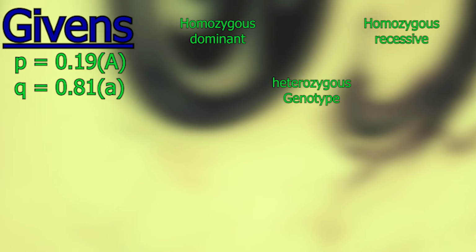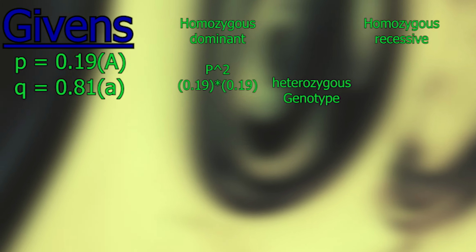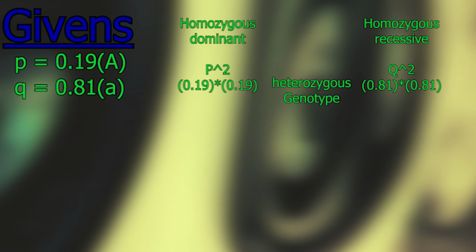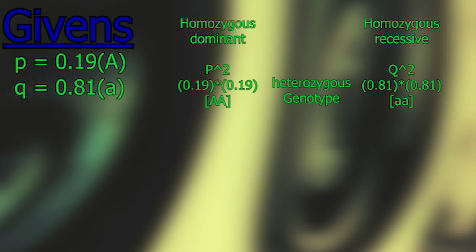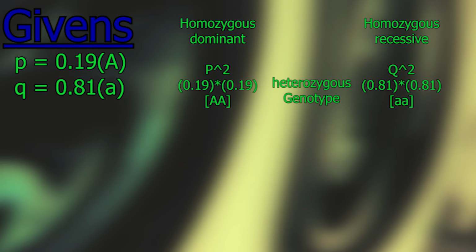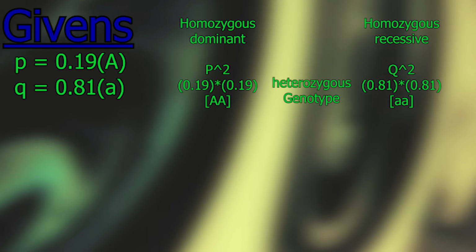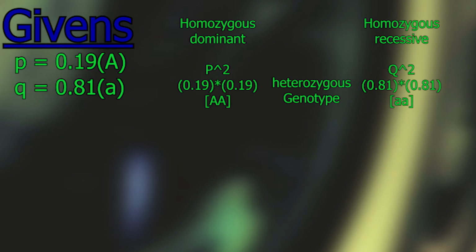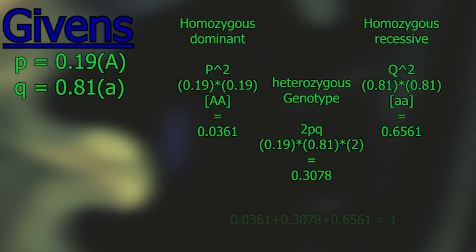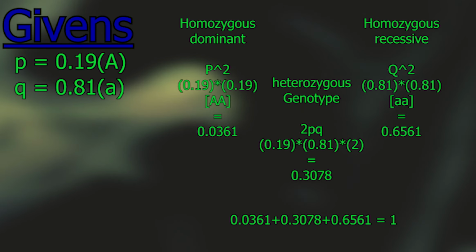If we square P and we square Q, then we get P squared and Q squared. All these individuals have big A, big A, or little a, little a. Next we can find the heterozygous, the ones that have big A, little a. We do this using P times Q times 2. All of these numbers added together will give us 1.